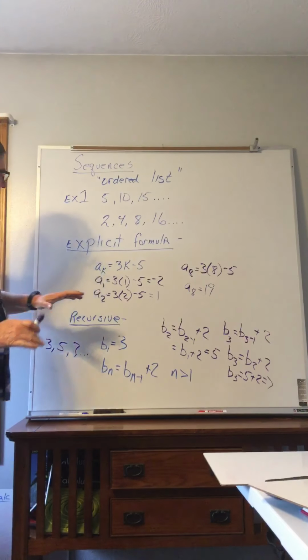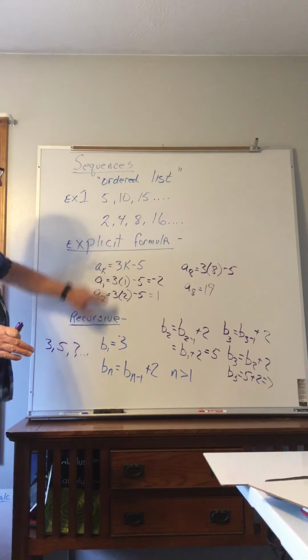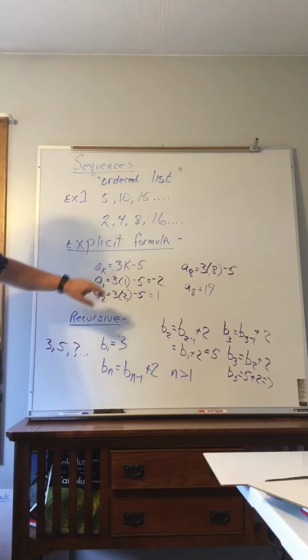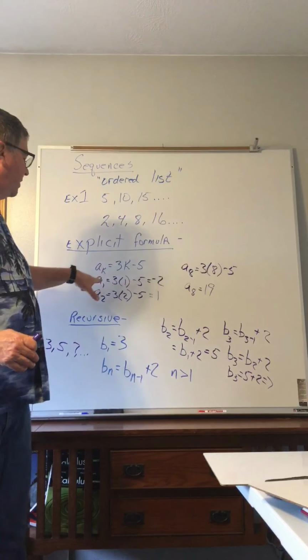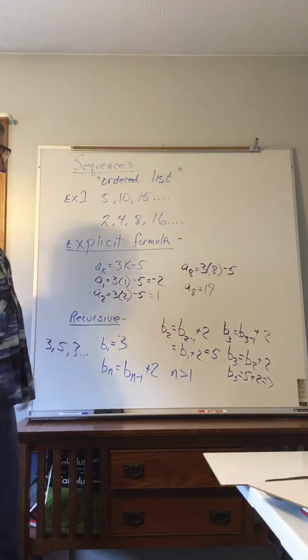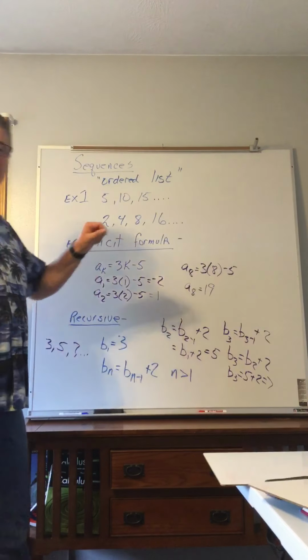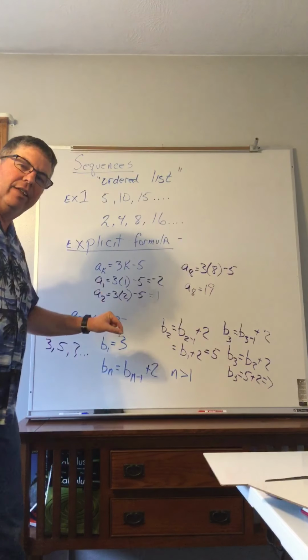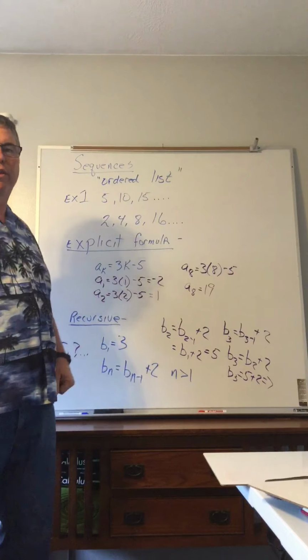The biggest difference here is explicit. If you're trying to figure out which one it is, if it's explicit, then you can find the 100th term by just putting in 100. If it is recursive, to find the 100th term, you need the 99th. And to find the 99th, you need the 98th, and to find the 98th, you need the 97th, and so on and so forth.